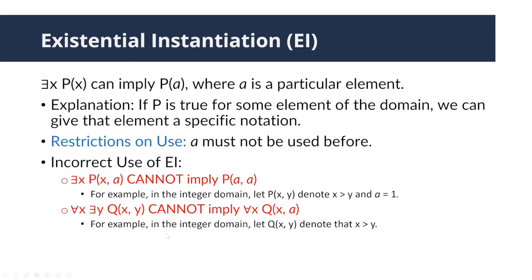For example, again, if the domain is the integer domain, and we use Q(x,y) to denote x is greater than y, then this logical expression means that for any integer x, there exists an integer y such that x is greater than y. And we know that is true. But this logical expression means for any integer x, x is greater than a, where a is a constant. Obviously, you cannot find a constant a making this true. So this is false.